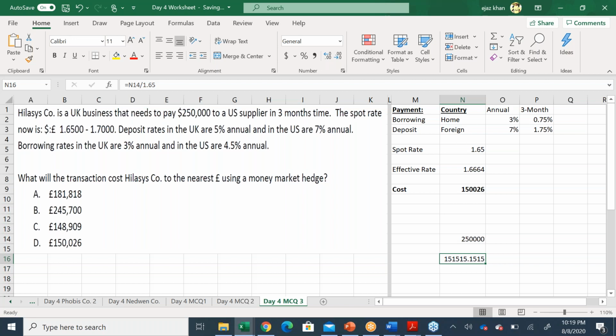Wahab, did you get it? Wahab, if you can just quickly reply. Did you get it?